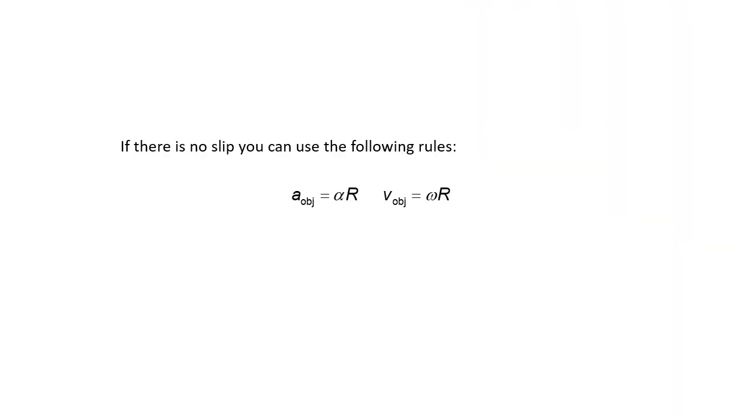Okay, so just a reminder that if you are in a no-slip situation, right, then the rules that we've talked about, where you can count on for every single full rotation not only are you rotating 2 pi radians, but you're also traveling 2 pi r meters, right? Then the acceleration linearly is equal to alpha times r, and the velocity linearly is omega times r.